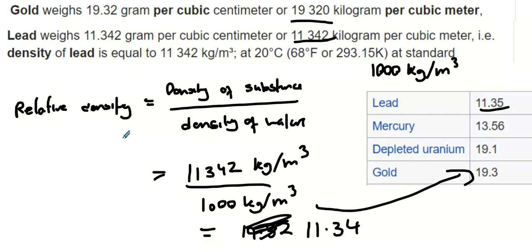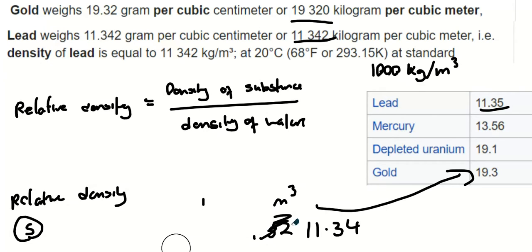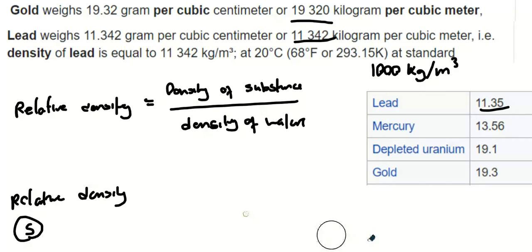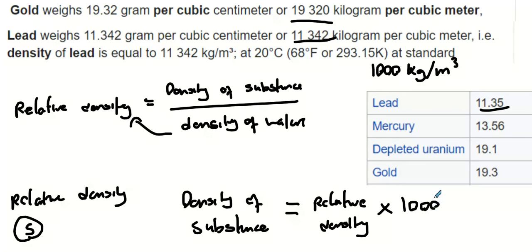Now, if I said a substance has a relative density S, then its actual density is 1,000 times S. So whatever your substance's relative density is, its density is the relative density times the density of water. If I cross multiply up here, we can say the density of the substance equals the relative density multiplied by the density of water, which we all know is 1,000 kilograms per meter cubed.